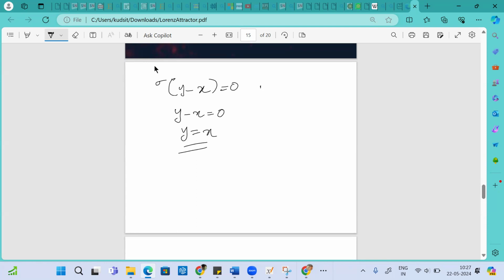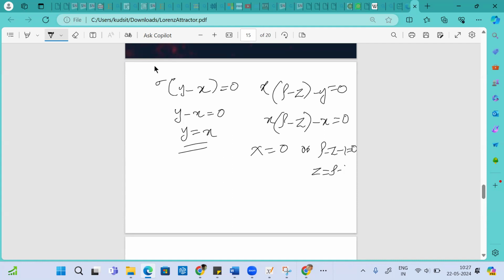From the equation x into rho minus z, minus y is equal to 0, we have to substitute y equal to x into this equation. Then we get x into rho minus z minus x equal to 0. From this, we get x equal to 0 or rho minus z minus 1 is equal to 0. It will be z equal to rho minus 1. So we get two possibilities, x equal to 0 and z equal to rho minus 1.